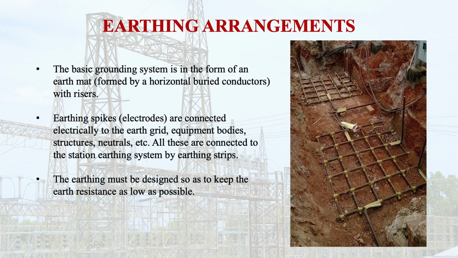Basically these are all used for providing the path to the earth, and providing protection for the equipment and the complete substation, lines and bus bars. The earthing must be designed so as to keep the earth resistance as low as possible. If we are giving the path to these high current surges, our aim is to keep the resistance as low as possible, so that a path can be given for the high current.